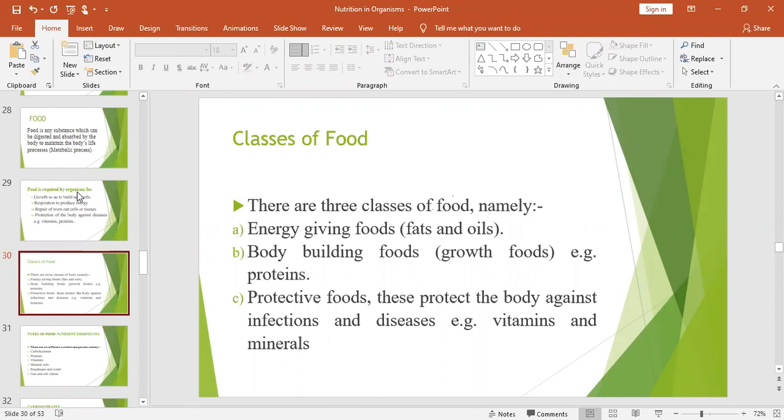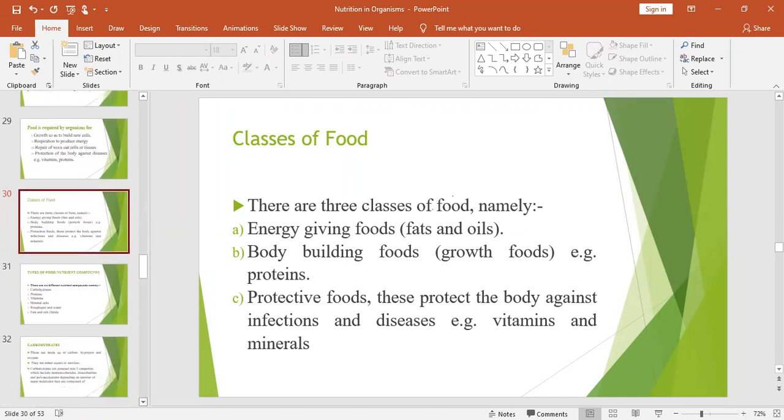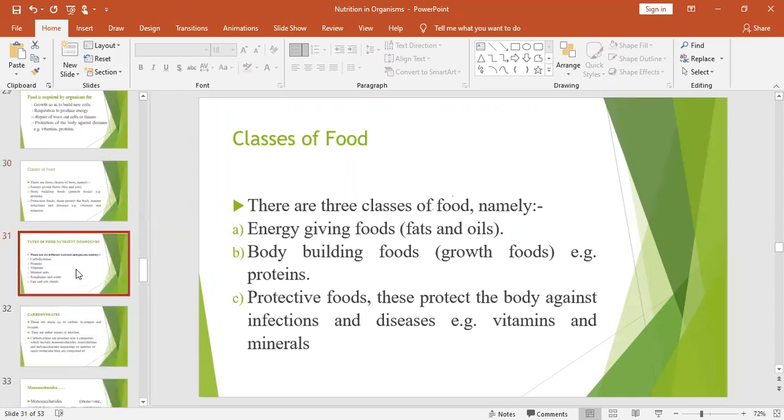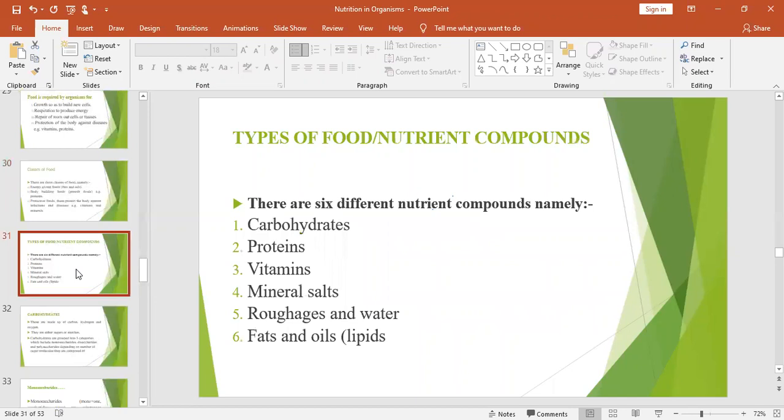In fact, almost all these minerals that we see, calcium, potassium and others, are very protective, both in plants and in animals. So those are the three main classes of food. We also have several types of food or nutrient compounds. Remember, I told you a nutrient is the different types of foods that are commonly available to us. So we have basically 6 main nutrients.